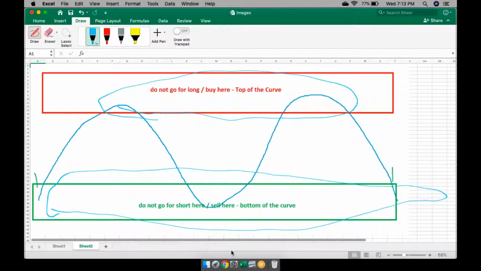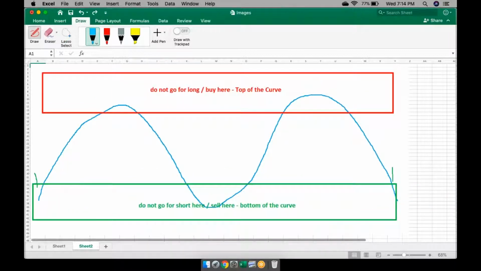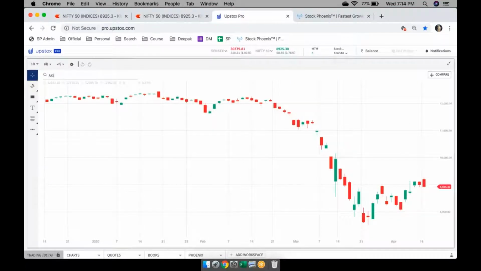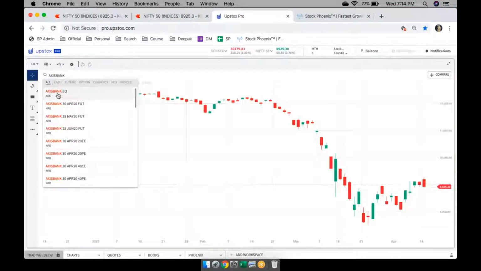How to fix the size of the curve? Just now I told you very clearly, in a simple way you draw a box, roughly. I am showing you what the doubt here is. I'll show you one more time. I am just opening one more stock.